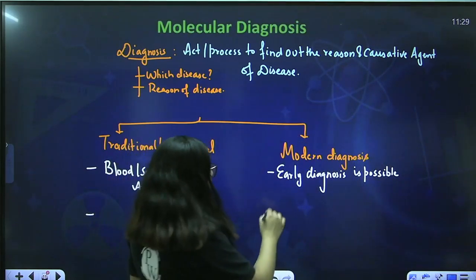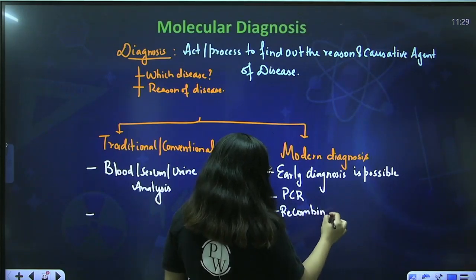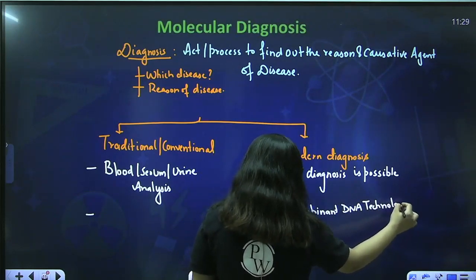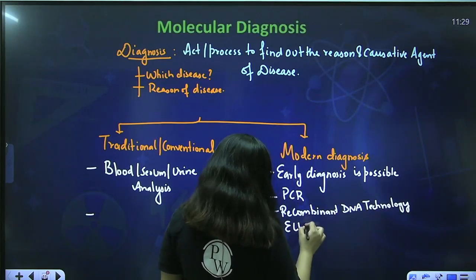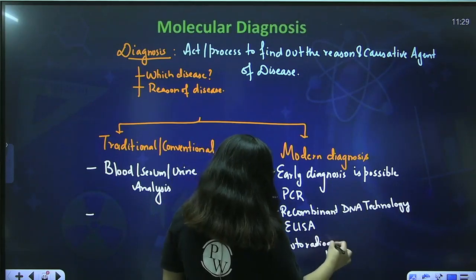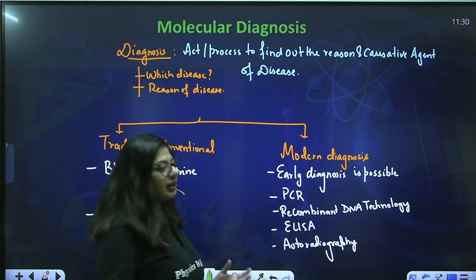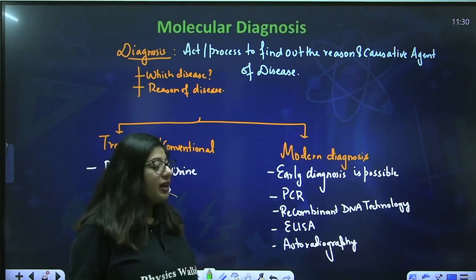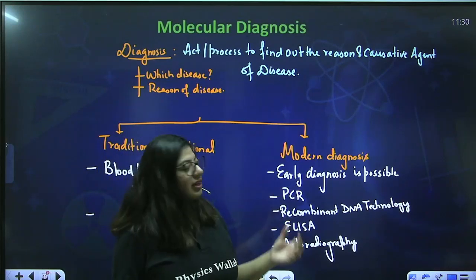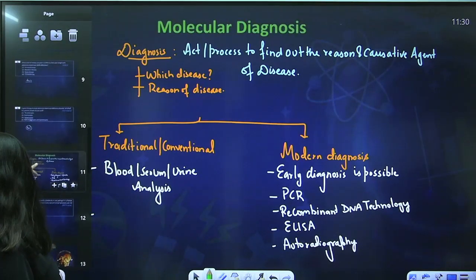So these include tests like PCR and recombinant DNA technology. You have done PCR, you have done recombinant DNA technology. You have also heard of ELISA, and a new thing that we will study is autoradiography. All these techniques are new techniques, and these all are techniques of biotechnology. They come under modern diagnosis, and by them you can check whether a person can have any genetic disorder or any disorder later on in life or not. This is what we call early diagnosis, right? So modern diagnosis involves all these techniques.